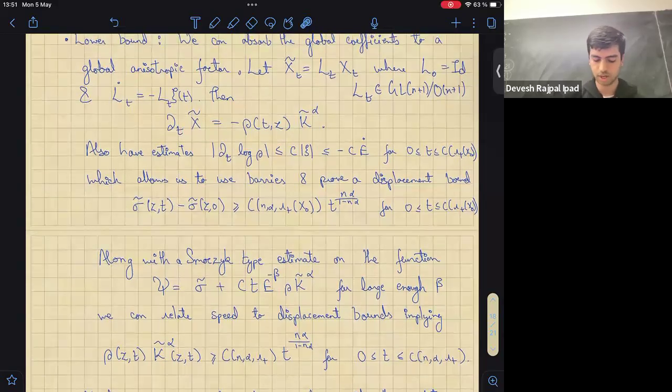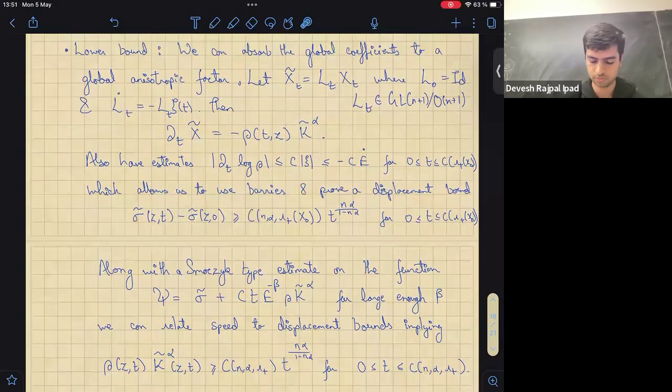So rho times k tilde alpha is bigger than some positive power of time with some constant depending on the geometry, up to also a time depending on the geometry. Nonetheless, this achieves a lower bound on the speed.